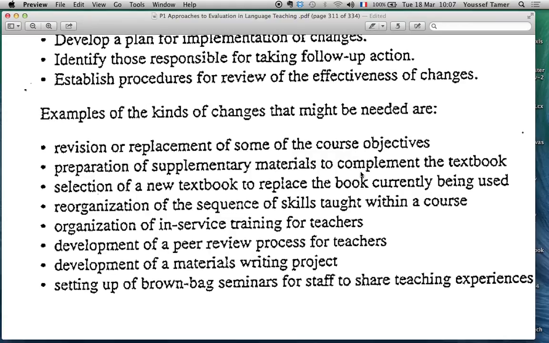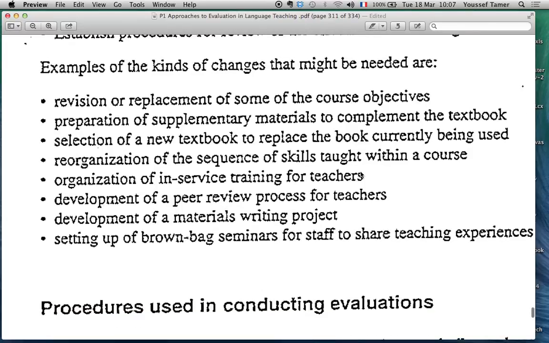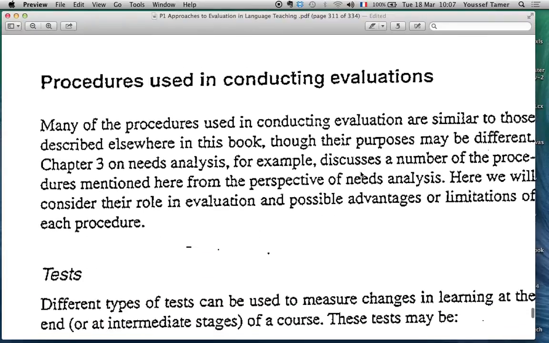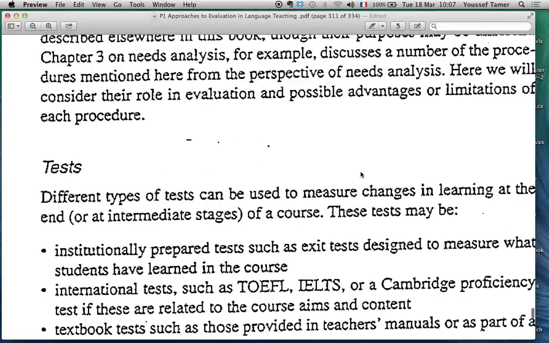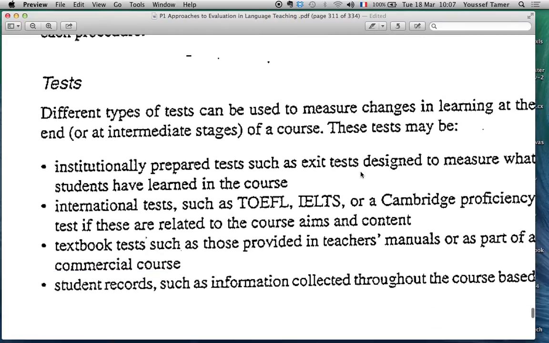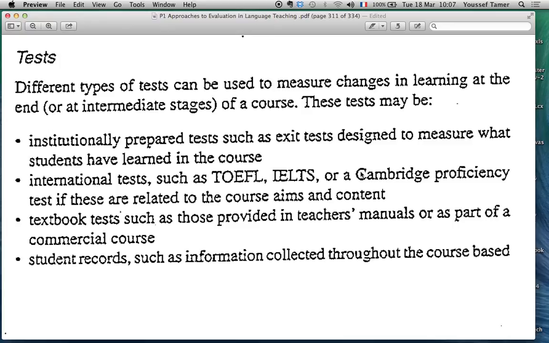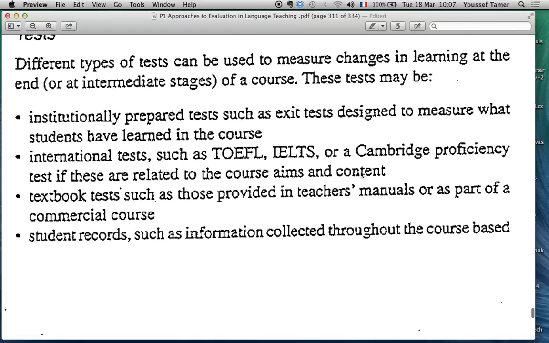And here you have, I'll let you read this on your own. The examples of the kinds of changes that might be needed are revision, preparation, etc. Procedures concerning the instruments: the different types of instruments and procedures used. So you have tests. Different types of tests are used, TOEFL, IELTS, etc. by Cambridge. Institutionally prepared tests, which you can have inside the school itself. Textbook tests. Student records.